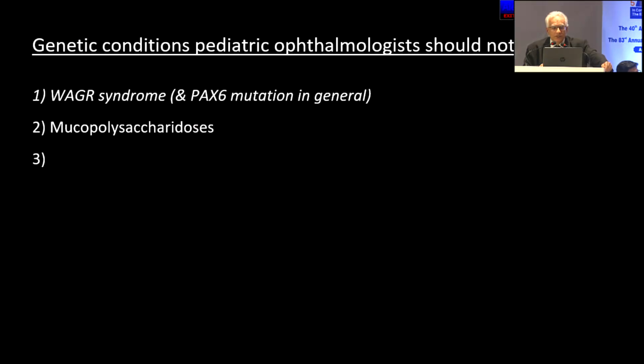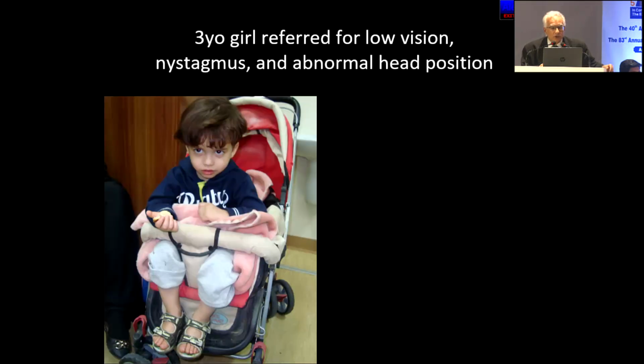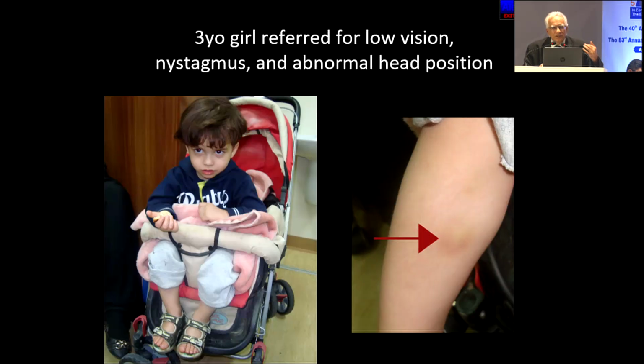Final scenario I'd like to share with you is exemplified by this 3-year-old girl referred for low vision, nystagmus, and abnormal head position. She has oculocutaneous albinism. You're a good pediatric ophthalmologist. You can pick this up pretty easily. However, we're not done. We have to ask some pointed questions. And we ask this patient, this family, about any bleeding tendencies, and she bleeds so easily. This patient has one of the most common syndromic forms of oculocutaneous albinism, Hermansky-Pudlak syndrome.